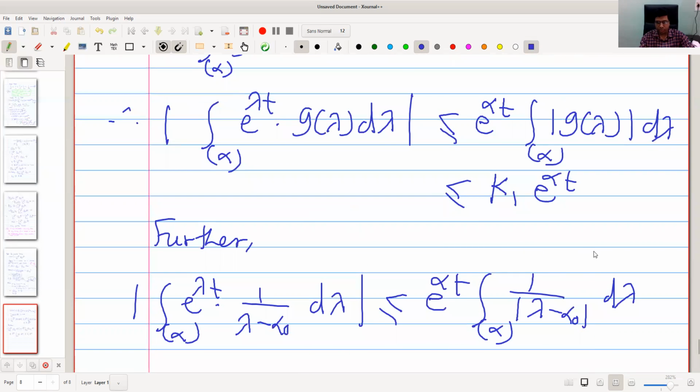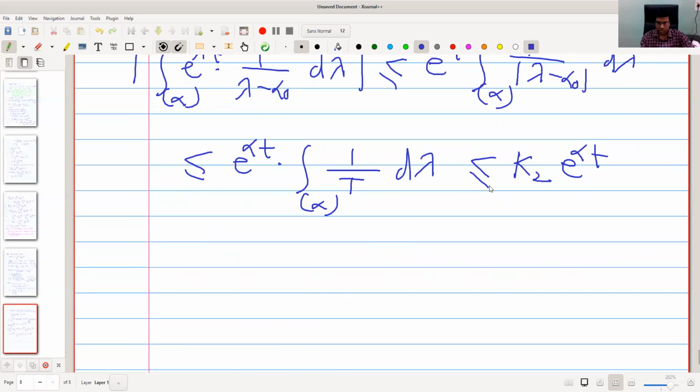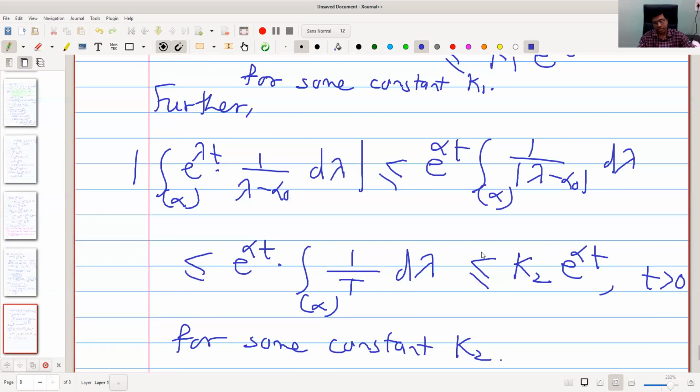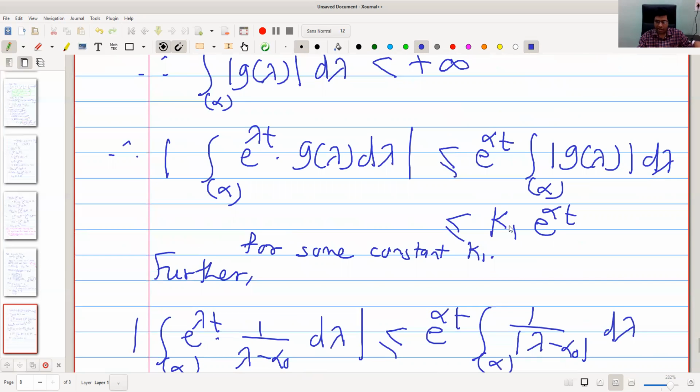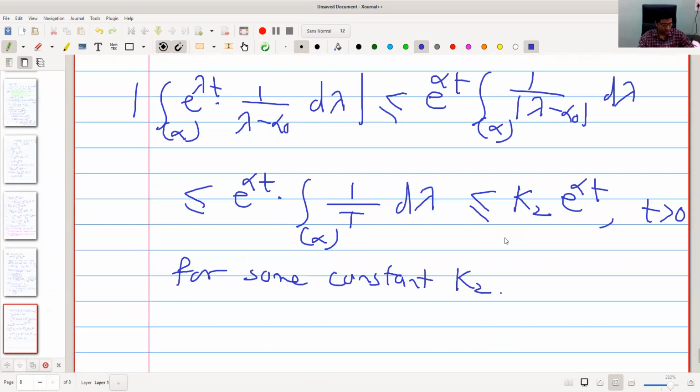Here also I should mention for some constant k1. This is also for some constant k2. Of course, everywhere we are taking t to be positive. And now our result is ready. We just have to add k1 and k2. That's all. Okay.